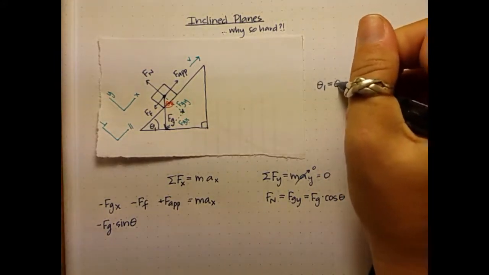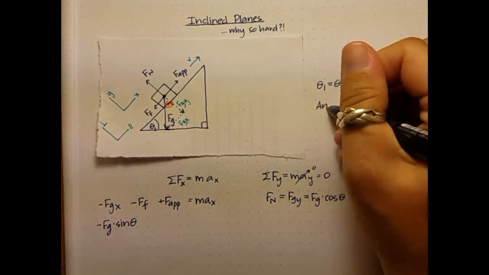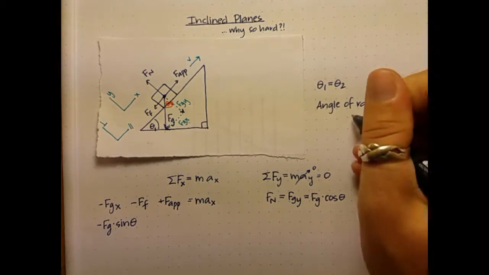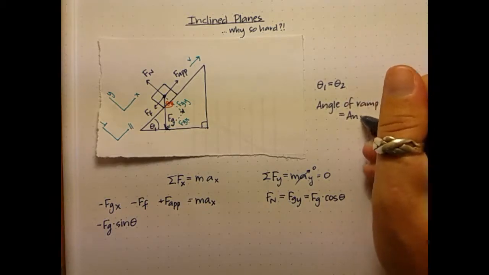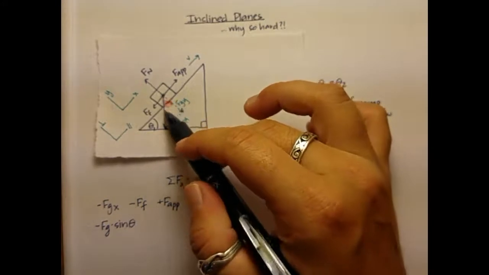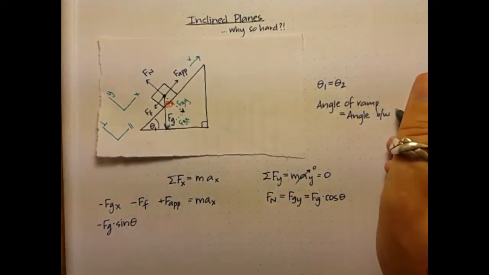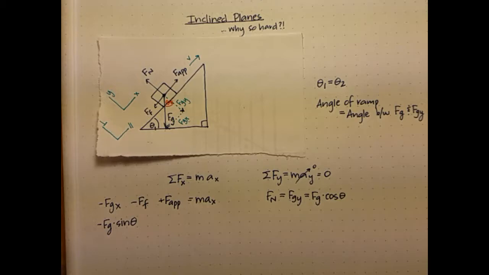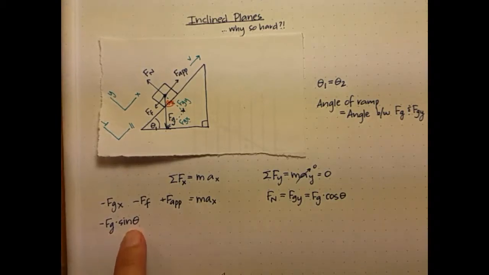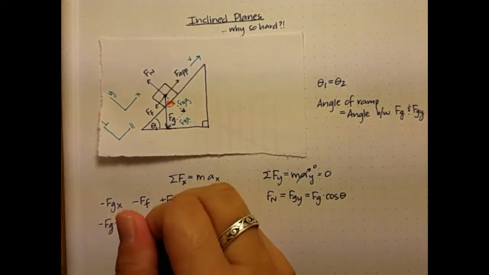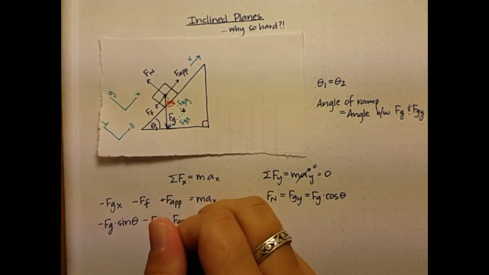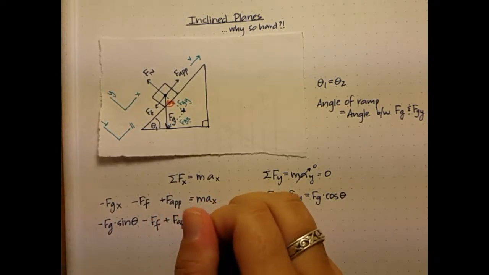Just to remind you of that, the angle of the ramp is equal to the angle between the entire force of gravity and the y component of the force of gravity. So minus Fg sine theta minus the force of friction plus the applied force is equal to m ax.